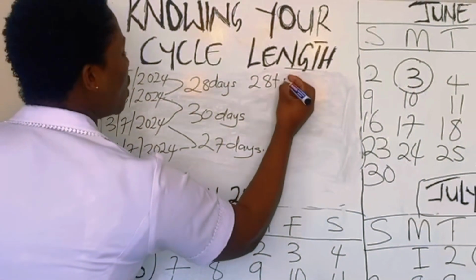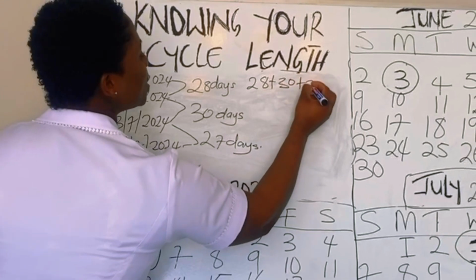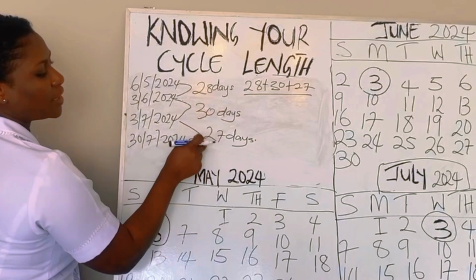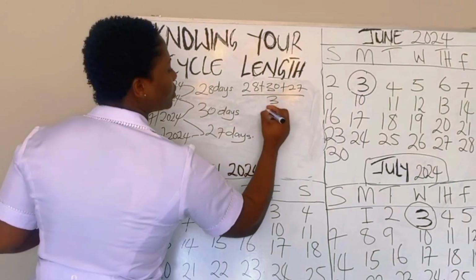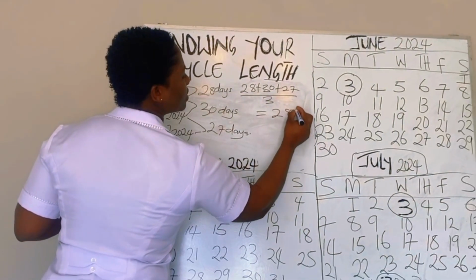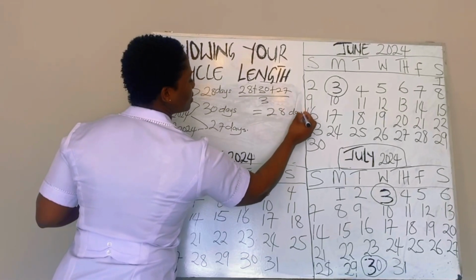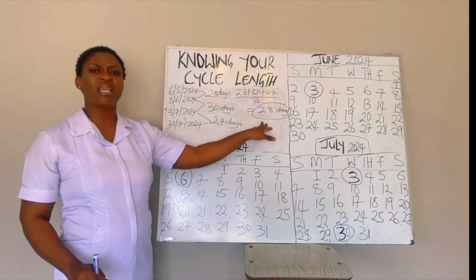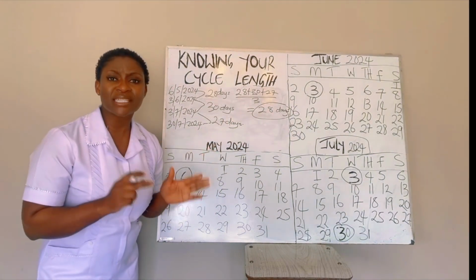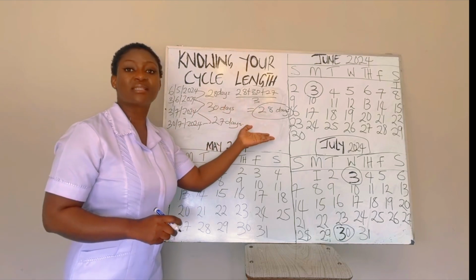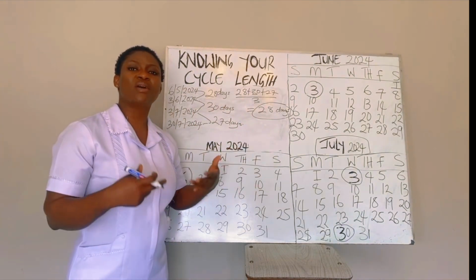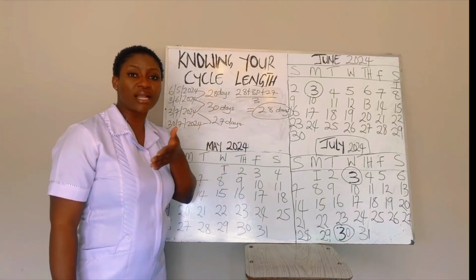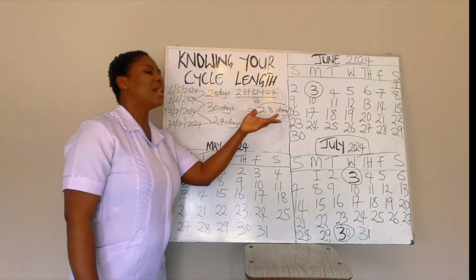28 days plus 30 days plus 27 days, all divided by the number of cycles we got. This is 3 cycles. And that will give you 28 days. Use your calculator and do the mathematics. You get this 28 days. This is to tell you that her average cycle length is 28 days. Anytime someone asks you what is your average cycle length, you must have done the calculation and you should have arrived at this time.